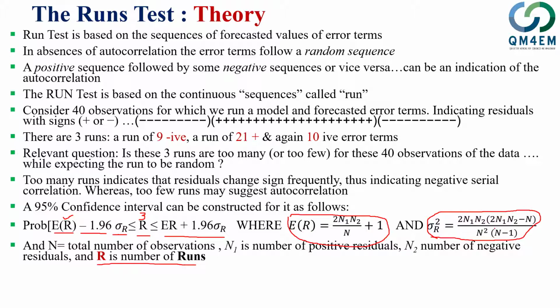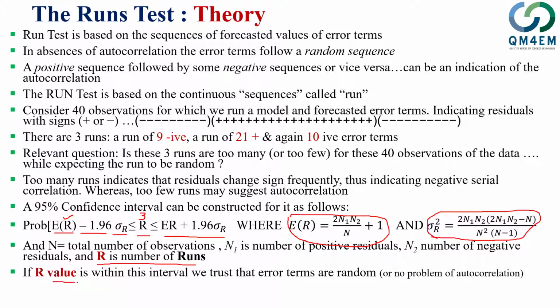And then similarly you plug in n1 and n2 values in the second equation, and then you plug that into this confidence interval formula. So you get a confidence interval, and if the R value is within this interval, we trust that the error terms are random. If it's out on one side or the other side, we may suspect that there is a problem of positive or negative autocorrelation. So that's the theory of the run test. And as I told you, we are not going to apply this test because it's not built into Eviews, and it's not very popular among researchers, so I will be just skipping that.